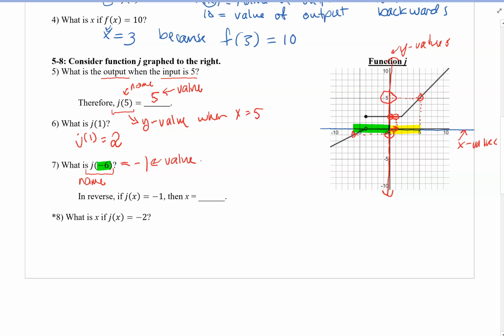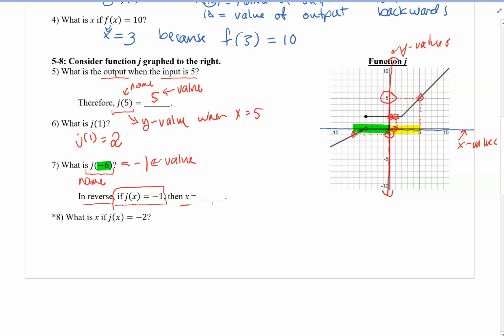Now, again, just like we did with tables, sometimes we're going to ask you to reverse that process, to work backwards. So then when we do that, it will look something like this. j of x is equal to negative 1. Notice that the value is coming after the equal sign. So they're saying this is the value of the output, and we need to find the input.